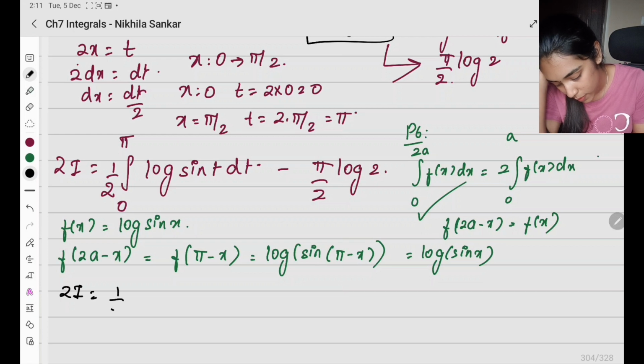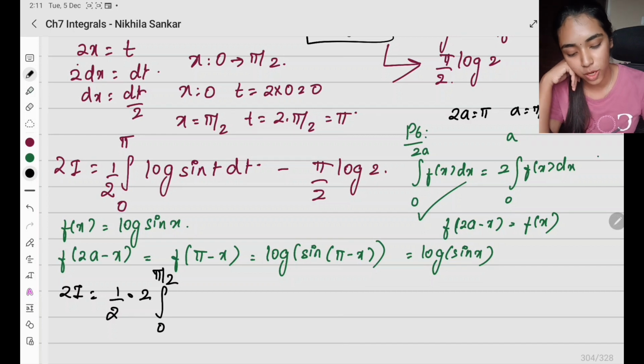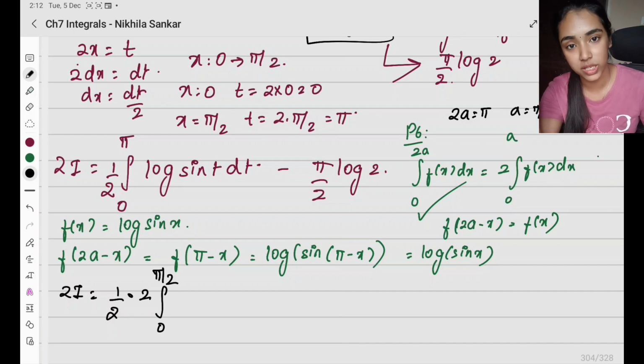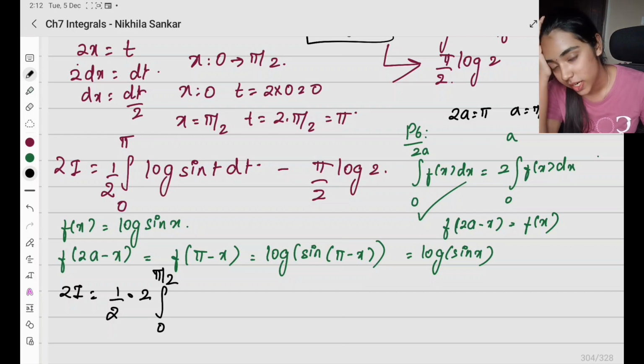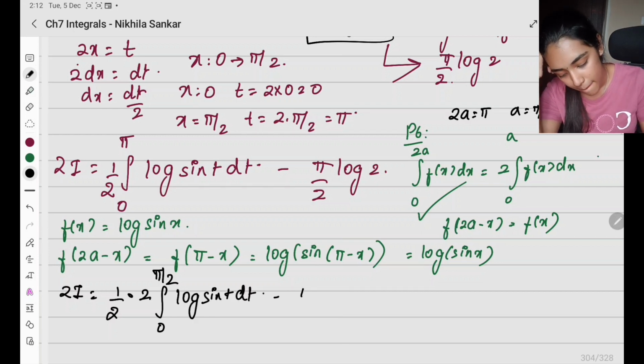So 2I equals half times 2 integral 0 to a, which is pi by 2. In this place, what is 2a? 2a is going to be pi. So a equals pi divided by 2. This is property number 6. We have to use all the properties, and how to use them is something we have to think of, the tricks. So the more questions you solve, you will understand the tricks better. So 0 to pi by 2 of f of x is log of sin t times dt, minus pi by 2 log 2.